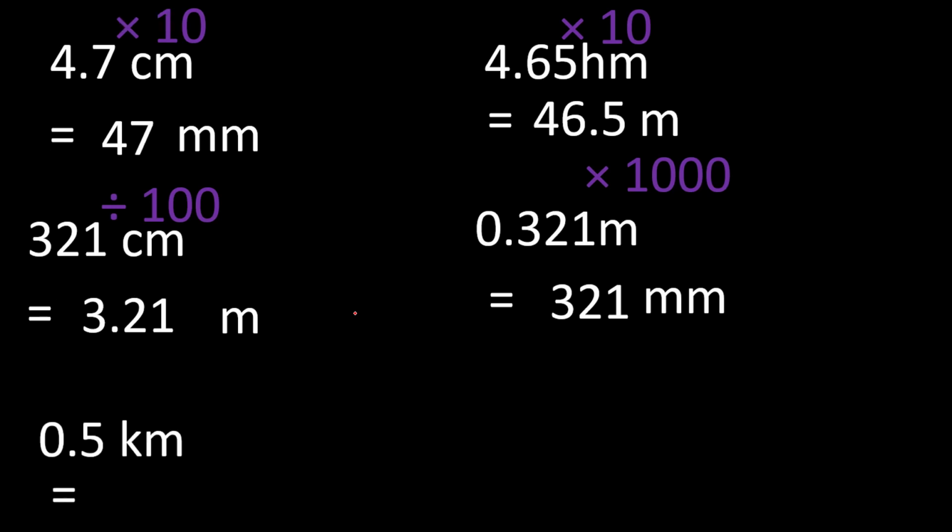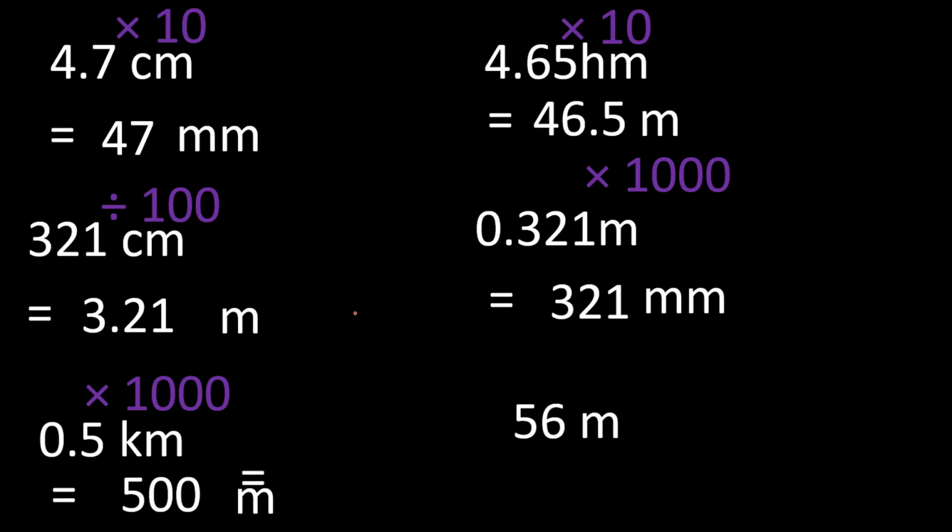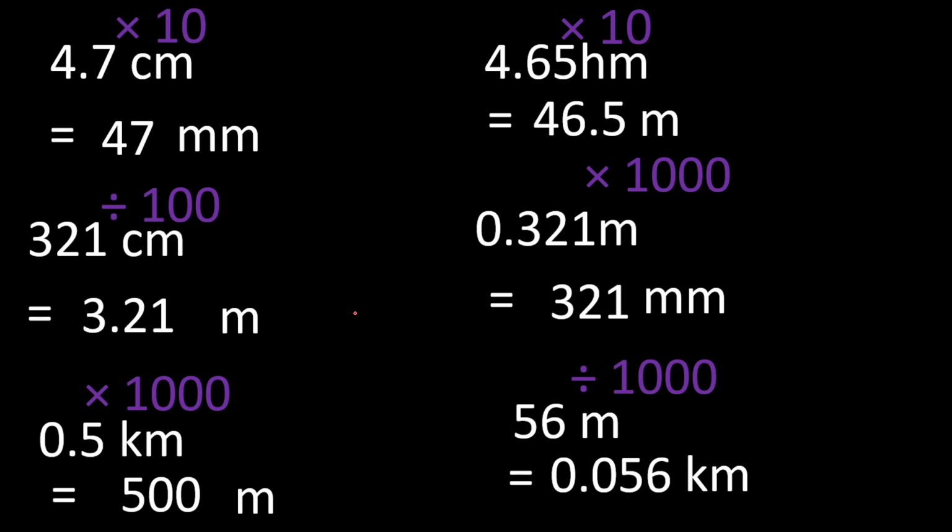0.5 kilometer equals what? Meter. Just we can multiply by 1000 to convert. So it will be 500 meter. 56 meter equals what? Kilometer. To convert from meter to kilometer, we can divide by 1000. So insert the decimal point after 3 digits from the right. So we have to put 0 to the left. So it will be 0.056 and put the 0 in the integral part.